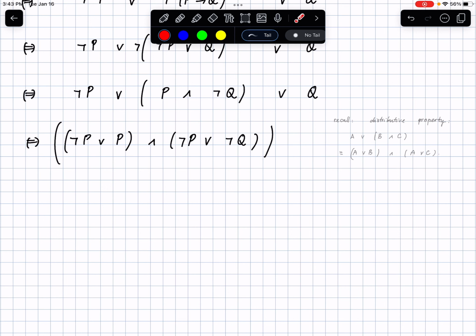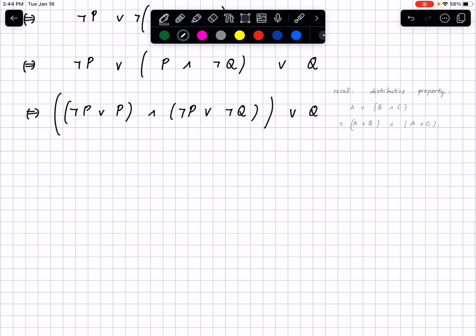These brackets say that we do this operation first, right? And now we have or Q. Okay, so in this step I use the distributive property. A is not P here, so not P or P, and not P or not Q.